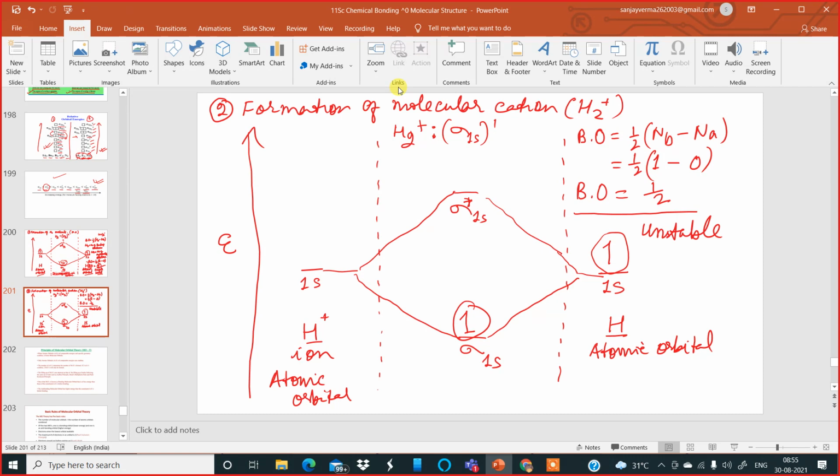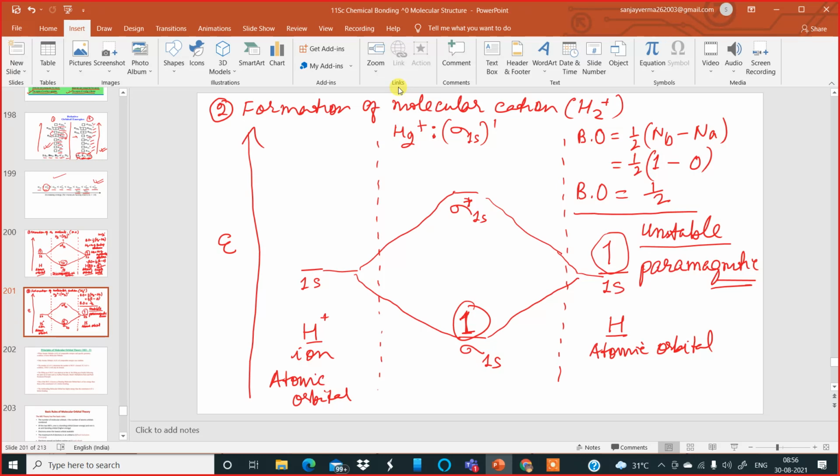Since there is an unpaired electron in the bonding molecular orbital sigma 1s, this hydrogen molecular cation is paramagnetic, which means it will be affected by magnetic fields. If magnetic fields are brought closer to this hydrogen molecular cation, which is already an unstable molecule, it will show paramagnetic behavior. So this is the second example for the drawing of molecular orbitals for the formation of the molecular hydrogen cation.